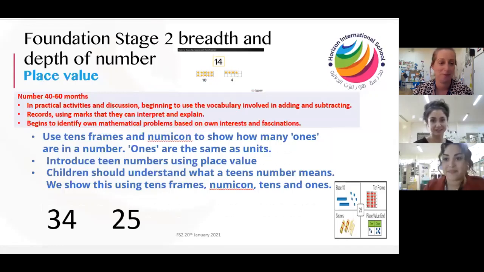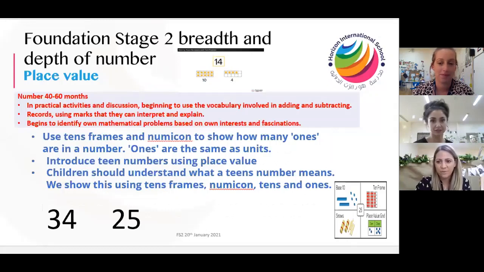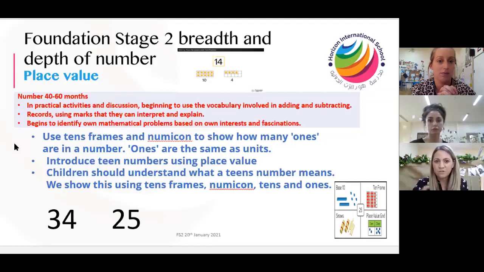Hello everybody, I'm going to talk to you about place value in maths. Now, the objectives for the end of FS2 are here, and we want the children to start working on these objectives now. They're 40 to 60 month objectives: to begin to use vocabulary involved in addition and subtraction, recording using marks that they can make, and begin to identify mathematical problems. Before they do all of that, we need to make sure that they have a really secure understanding of number. And next week, we'll begin looking specifically at teen numbers and numbers up to 20.